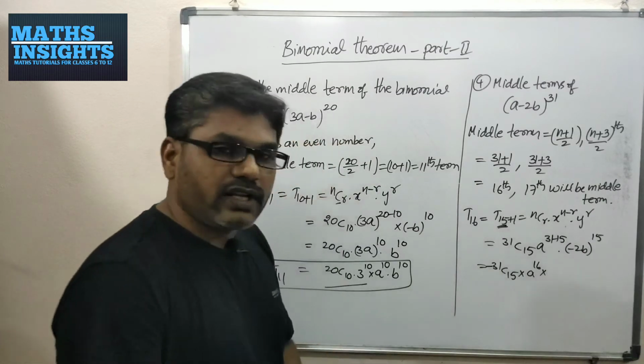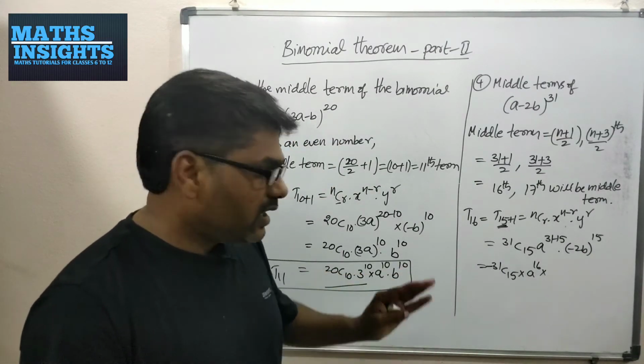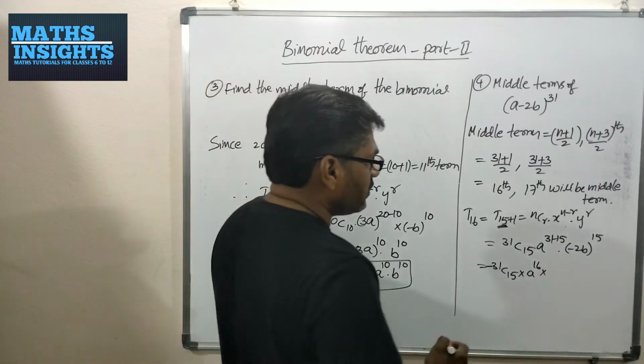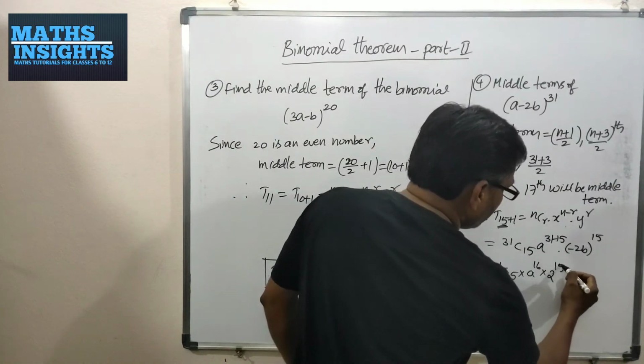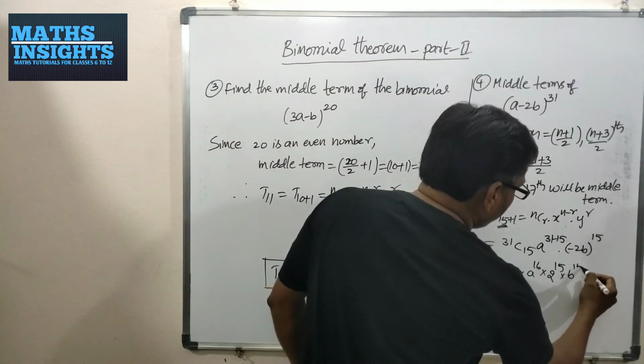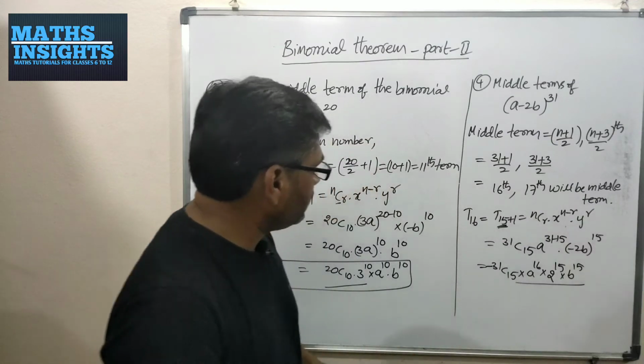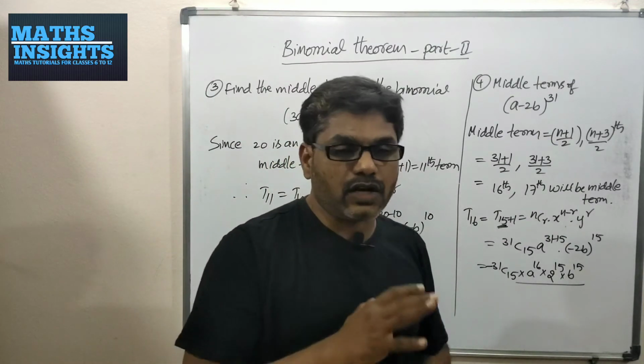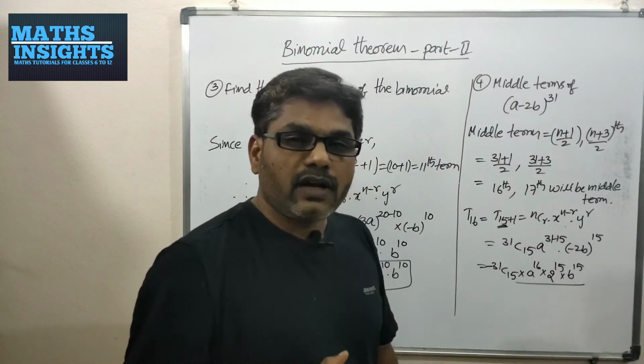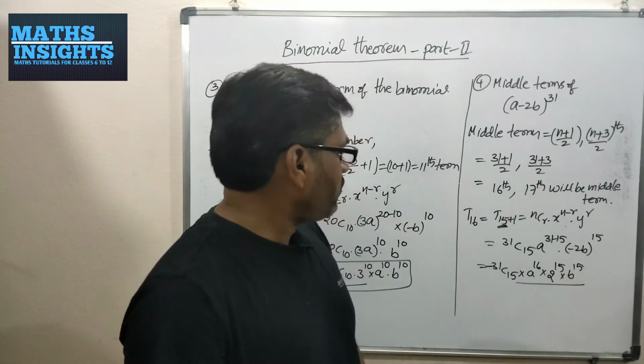So I am writing the minus at the starting of the term, therefore it will become 2 power 15 into b power 15. If you calculate 31C15, you know nCr is n factorial by r factorial into (n minus r) factorial.